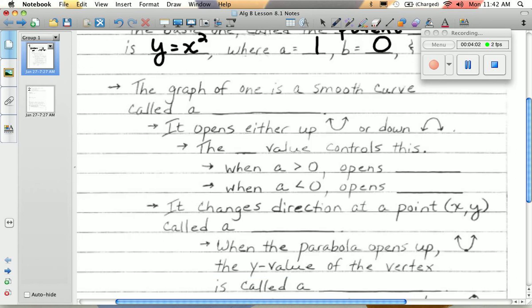The graph of one is a smooth curve called a parabola. It starts with P, so it's P-A-R-A, and then we add the bola behind it. So parabola. And notice what its shape is. It's a U-shaped graph. So when you can very nicely connect through the points and make a nice U, you have yourself a parabola. Or in other words, if you graph a quadratic function, you better get a U-shaped graph or something went wrong.